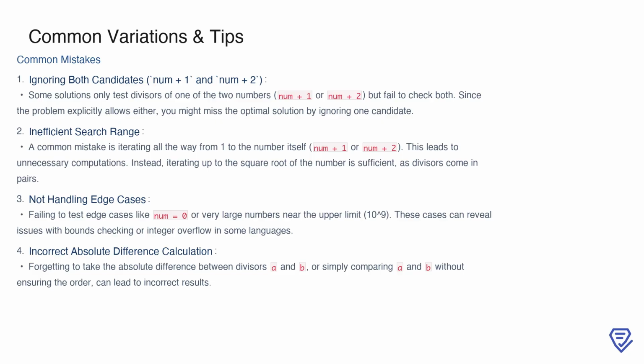Additionally, edge cases like number equals 0 or very large values near the upper limit, such as 10^9, can expose issues with bounds checking or integer overflow in certain languages.